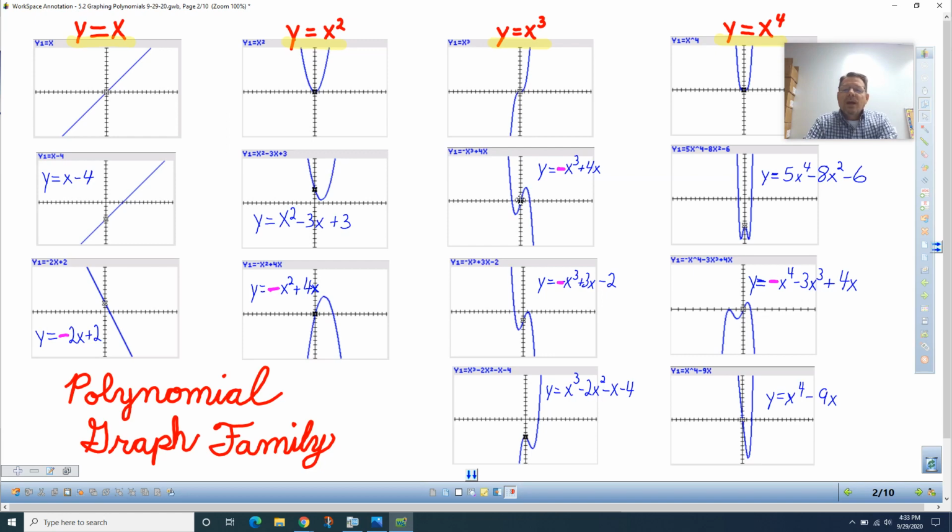So generally, the number of turns is one less than the degree at maximum. It doesn't have to do it that many times, but at most. So like this one here, it has 1, 2, 3 turns, and it's a fourth degree. So a fourth degree has at most three turns, always one less. So that's turning points.